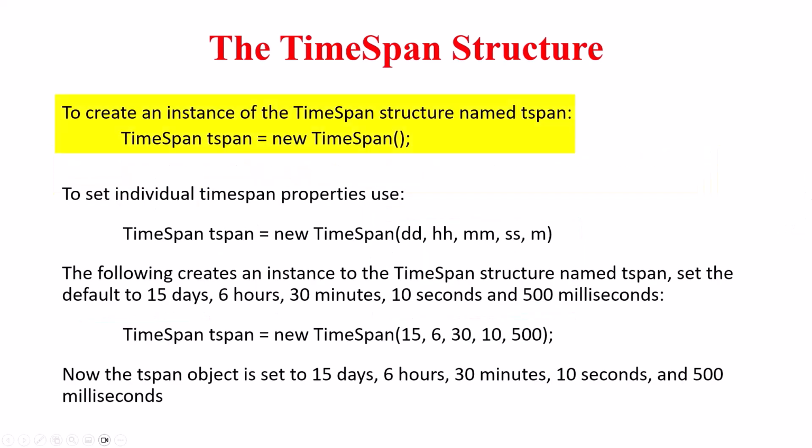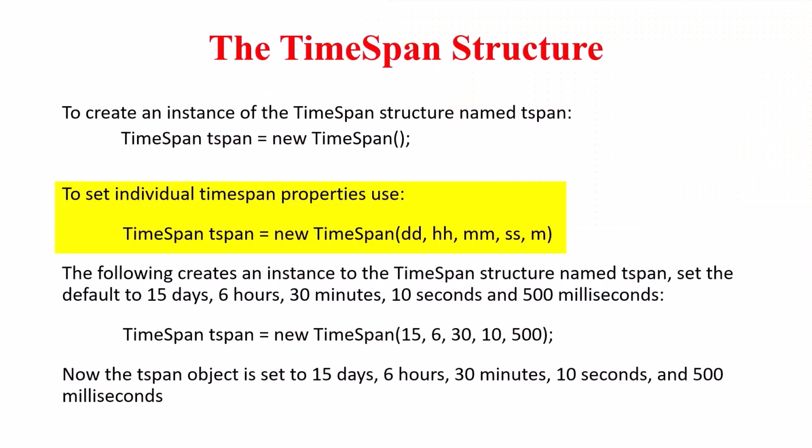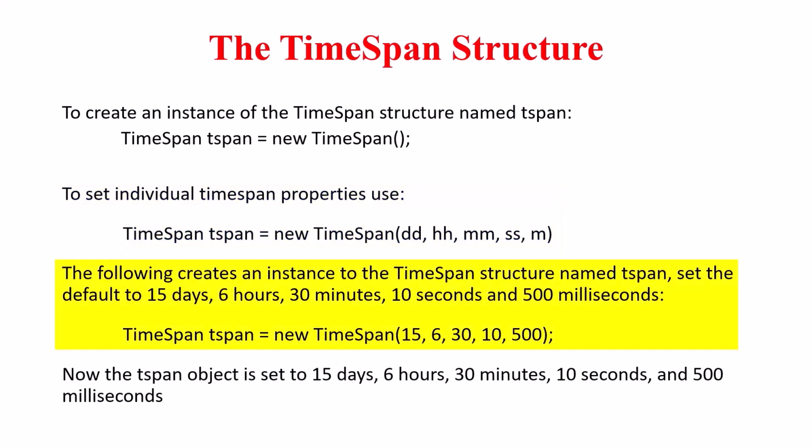To create an instance of a TimeSpan structure named TSpan: TimeSpan TSpan equals new TimeSpan, just like we do with our random number generator, and also just like we do with DateTime. We're setting an instance of the TimeSpan and calling it TSpan. To set individual TimeSpan properties, we use TimeSpan TSpan equals new TimeSpan(day, hour, minute, second, millisecond). The following creates an instance of the TimeSpan structure named TSpan.